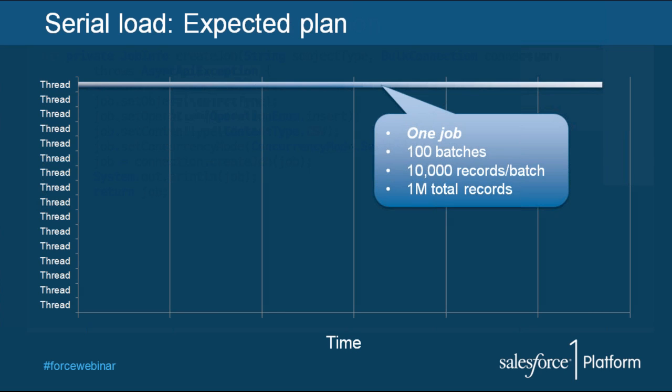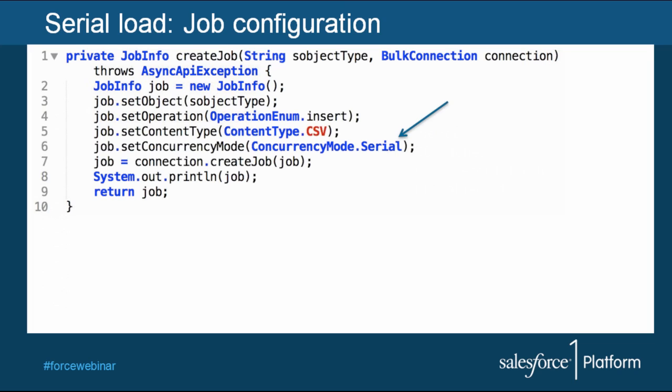So we're going to start showing you some code snippets here. This first one is just some Java code that creates the job, and there's a lot of code here, but the main thing we want to point out is that we're setting up the concurrency mode as serial.